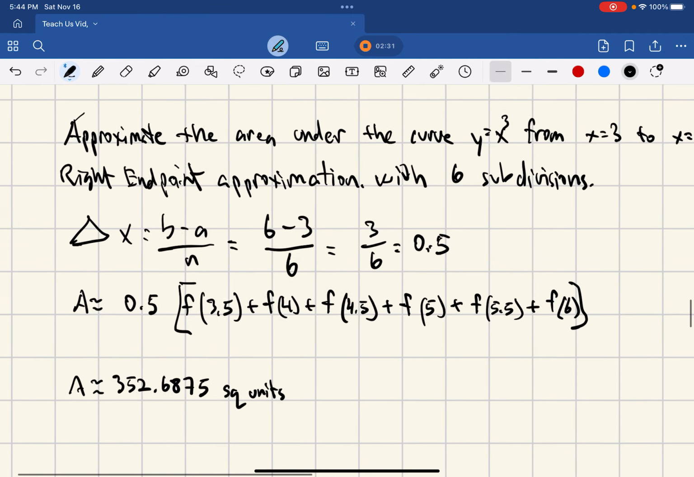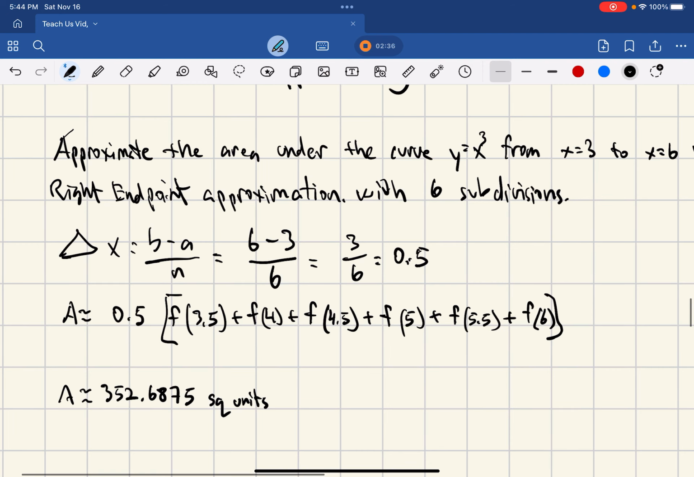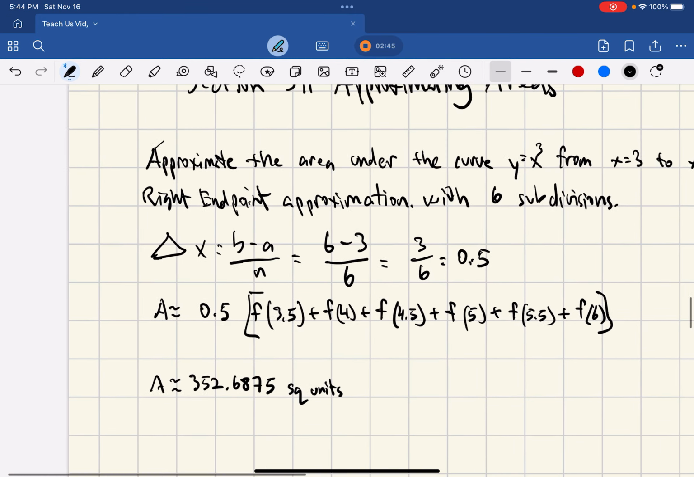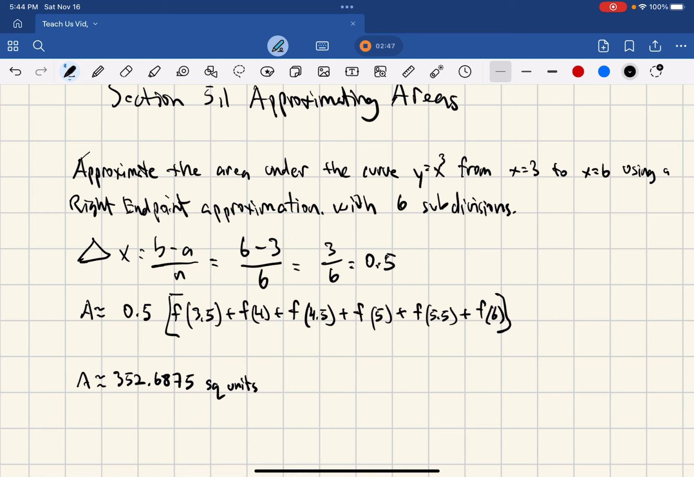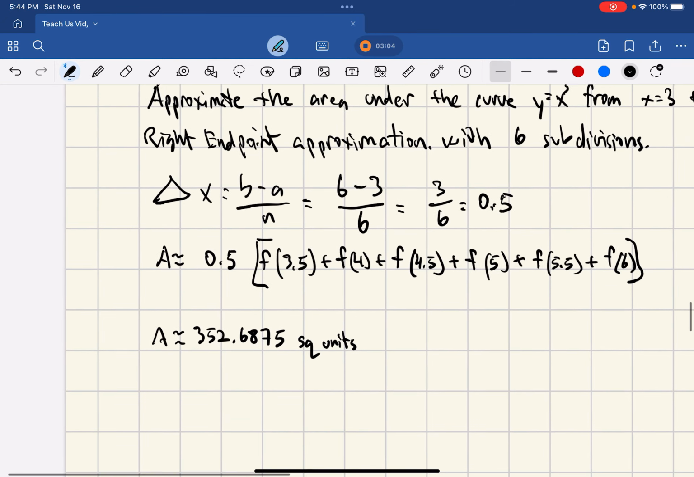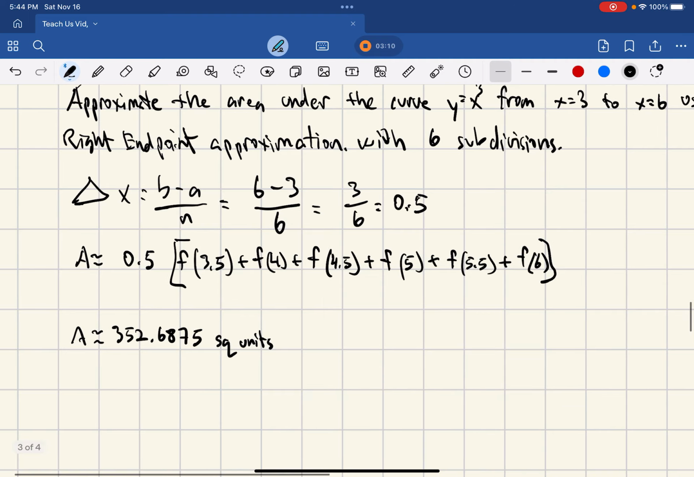So we find the values of these, and how do we get these values? We just plug them into the original function, which was y equals x to the third power. Once we have all these values, we add them up and multiply by 0.5 because we're approximating the area. Everything inside this parentheses bracket is our height on the right endpoint. After we multiply it, our approximate area will be approximately 352.6875 square units.